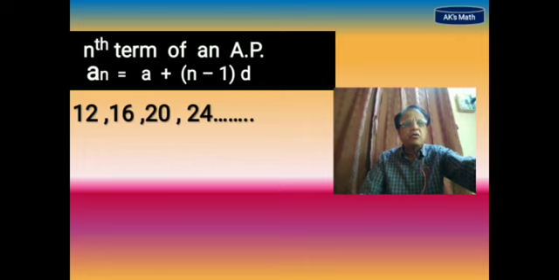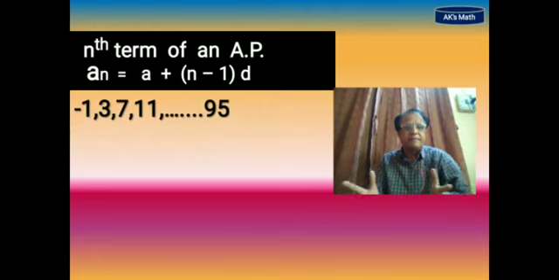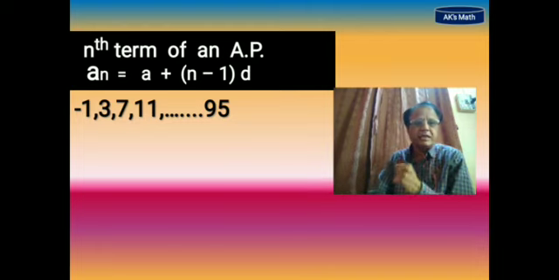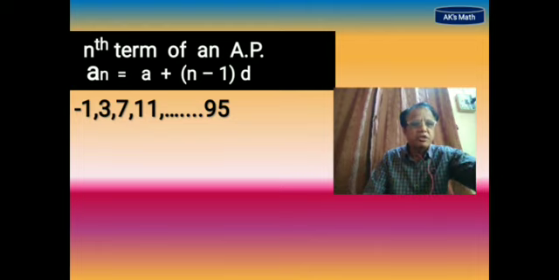Now again look at this one, one more AP we will study related with this one. Look at this AP now. This new AP has come in front of us whose first term is -1. So the value of A is -1, the value of second term is 3. So subtracting -1 from 3, easily we can find the value of D, and D is equal to 4 here.